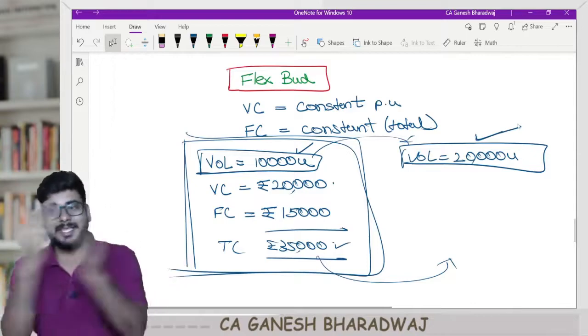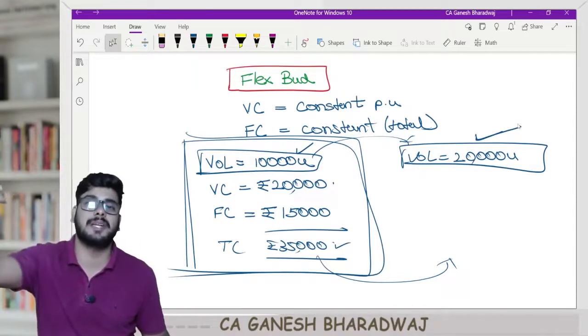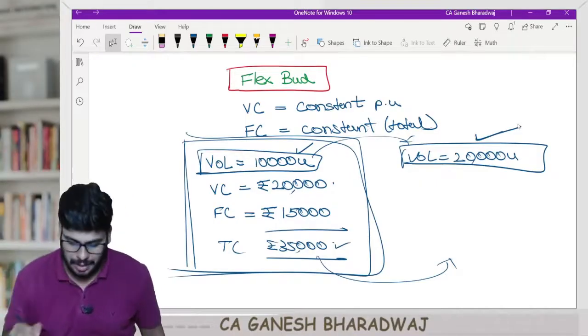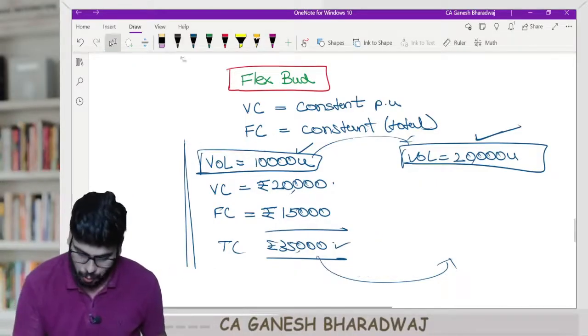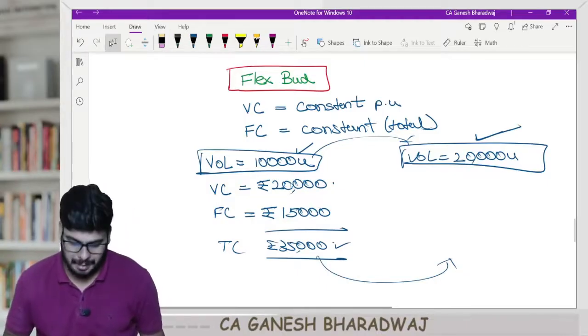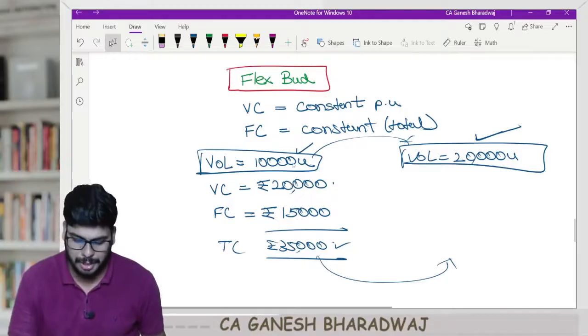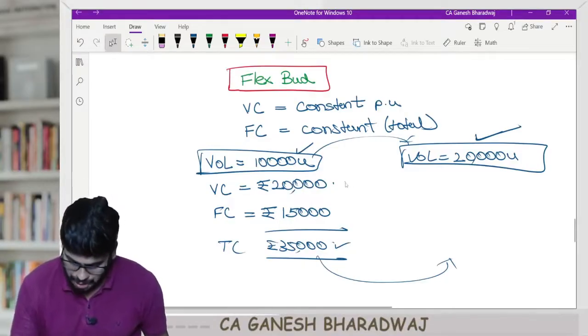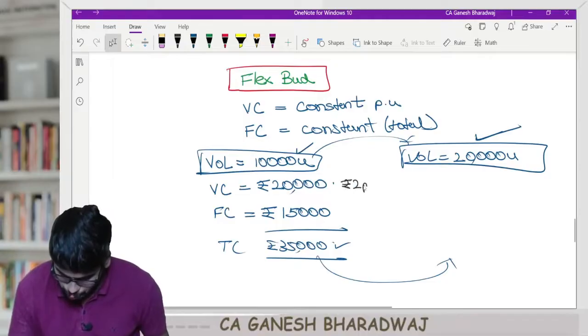So we are flexing the static budget and preparing the budgeted figures for the given volume level. Now in this case, look at this. 20,000 rupees is my variable cost when my volume is 10,000 units. So what is the variable cost per unit? The variable cost per unit is going to be rupees 2 per unit, right?